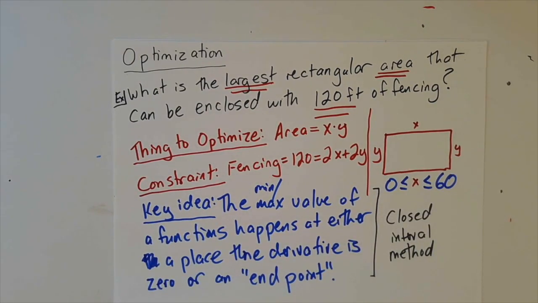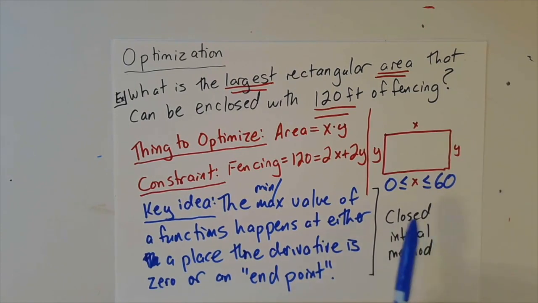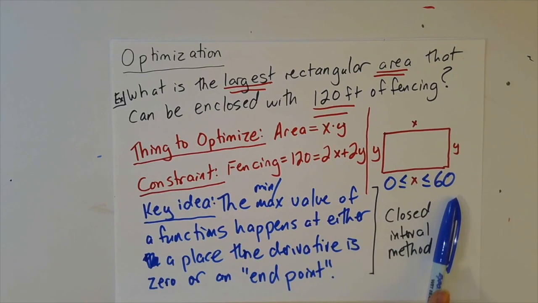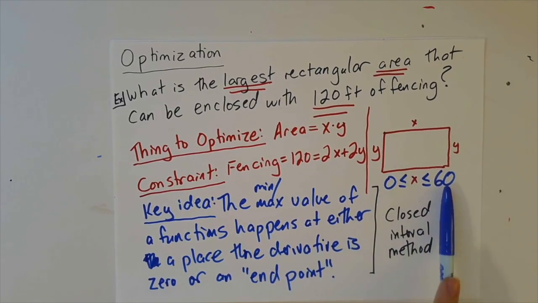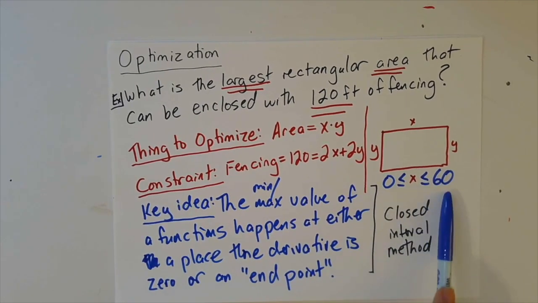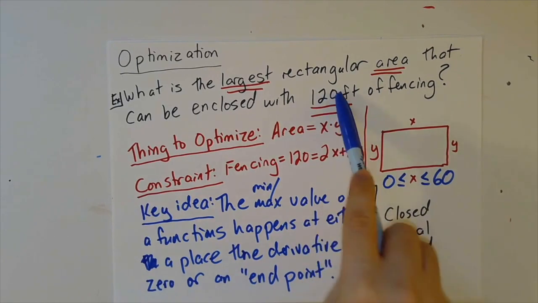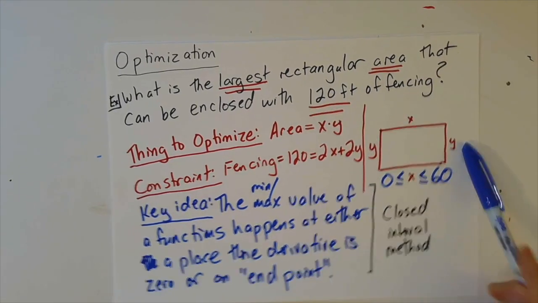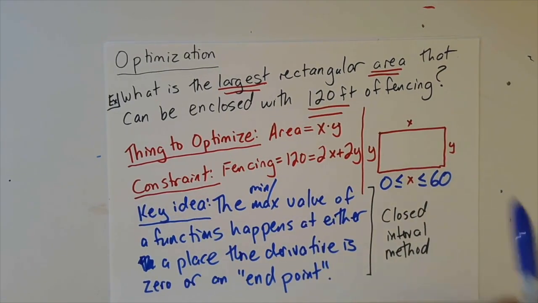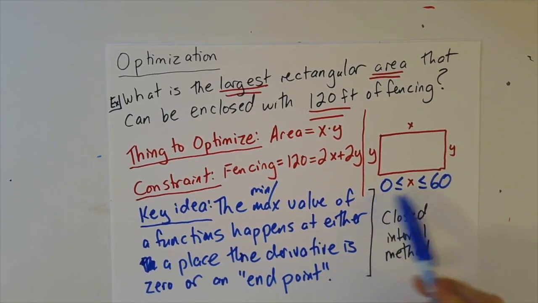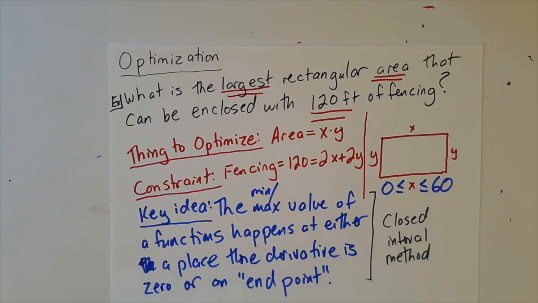And really, you can probably convince yourself that the maximum value doesn't occur when x is 0 or 60. Where did the 60 come from? When x is 60, if I'm using 120 feet of fencing, that's when y is 0. So likewise, y is also bounded in this closed interval between 0 and 60.